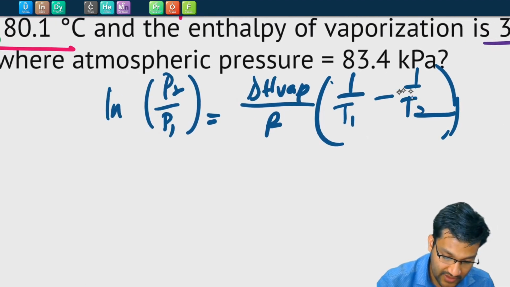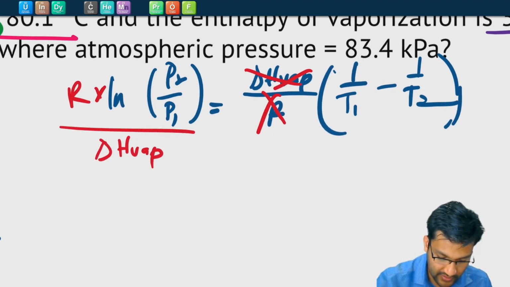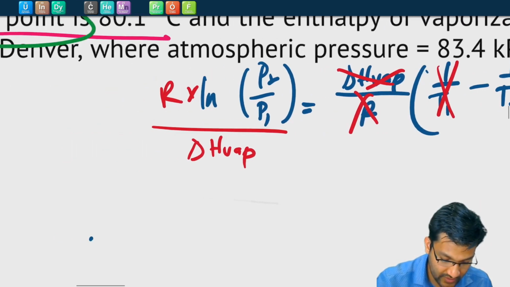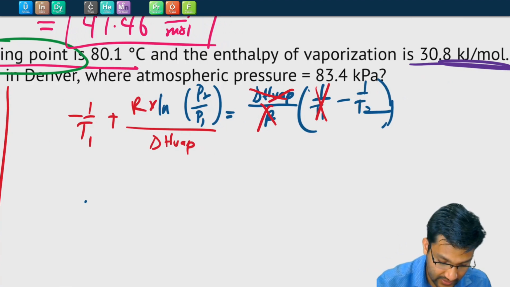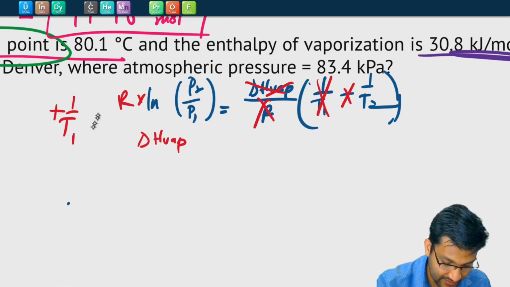But for me, to solve for T2, I'll put everything else on the left-hand side. So I'll multiply both sides by R, divide both sides by this delta H of vaporization. So that gets rid of those. And then I'm left with 1 over T1 minus 1 over T2. So if I subtract 1 over T1 on this side, we'll get minus 1 over T2. So if I multiply everything by minus 1, this becomes a positive sign, and then this becomes a negative sign.